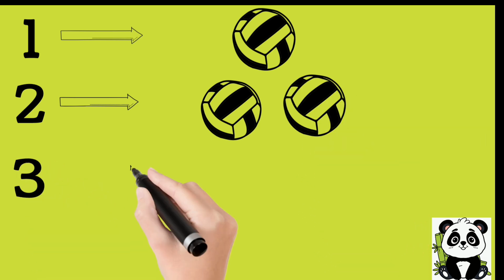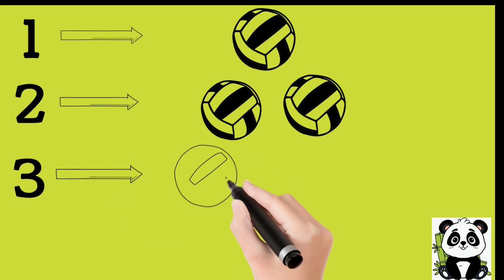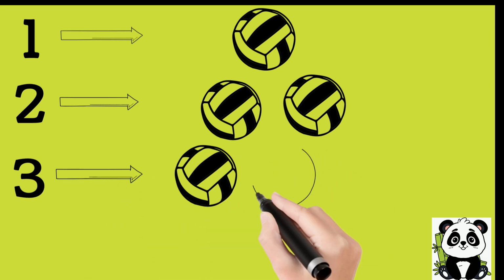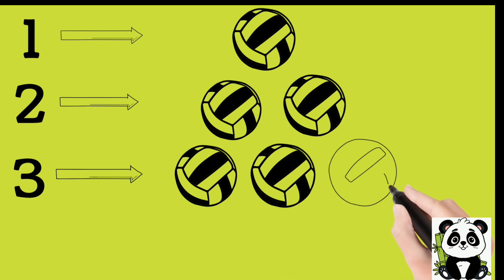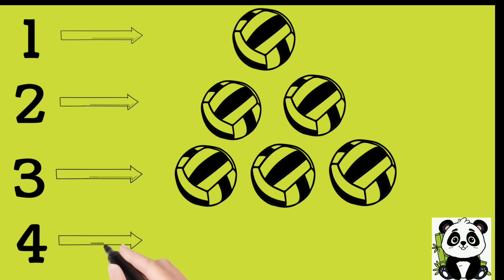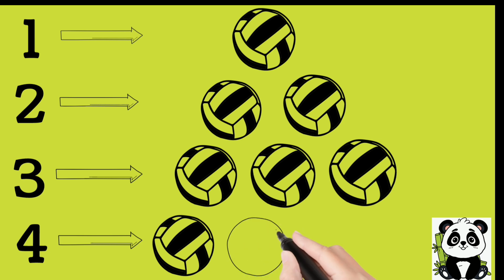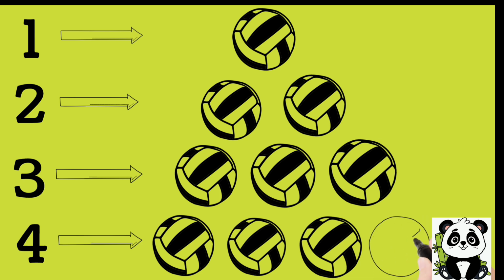3. 1, 2 and 3. Next number 4. Count the objects 1, 2, 3 and 4.